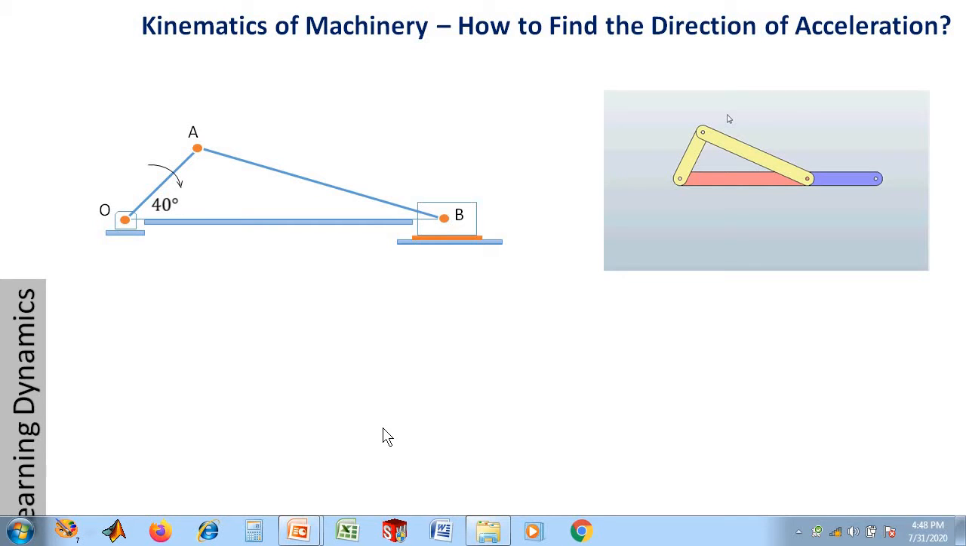In this video we are going to see how to find out the direction of acceleration. If you have to draw an acceleration diagram when a mechanism is given to us, we have to find out the direction of acceleration for all the different components. Now we'll see how we can do that using the following examples.